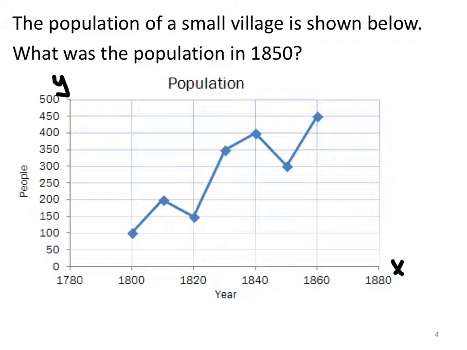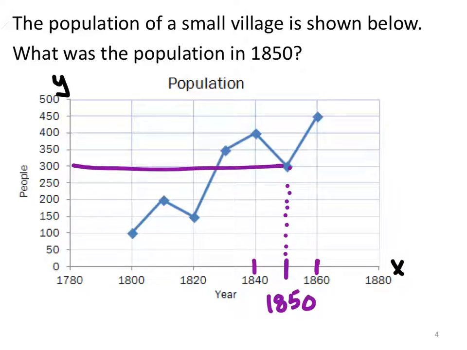The population of a small village is shown below. What was the population in 1850? Well, 1850 is not shown specifically on the graph, so we've got to look at 1840 and 1860 because 1850 is right in the middle of that. So 1850 would be right here, and the point that corresponds with 1850 is on this line right here at 300. So the population would have been 300, but don't forget to label that in people.